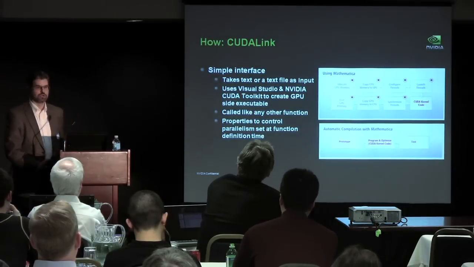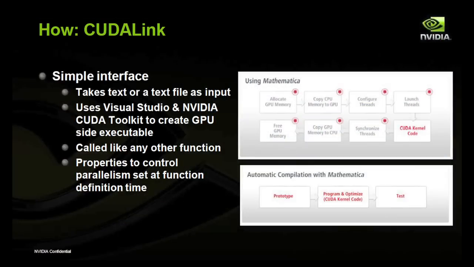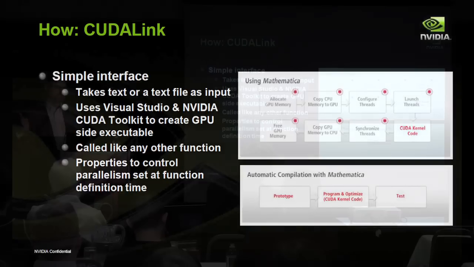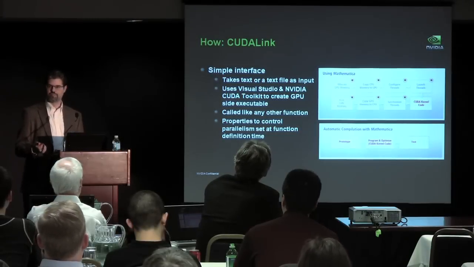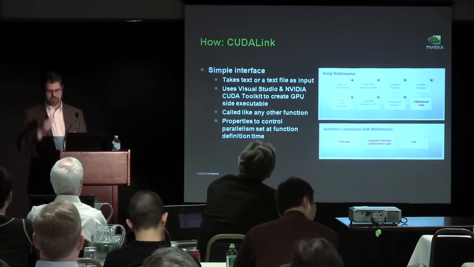So let's talk about how it works. CUDA Link is very straightforward. CUDA Link lets you ignore all the hard parts of CUDA C programming, and of C programming in general. Suddenly you don't have to write data file manipulation code. You don't have to clean up memory. You don't have to worry about allocating memory. You can do all that in Mathematica, manage your data sets, your vectors and your arrays. All you do is call your CUDA code.